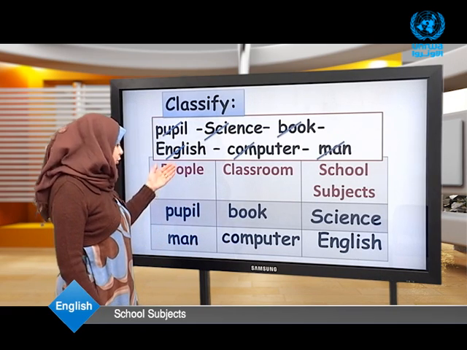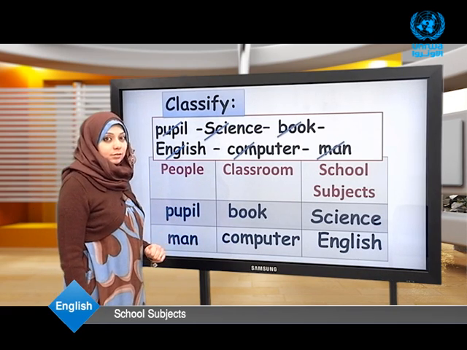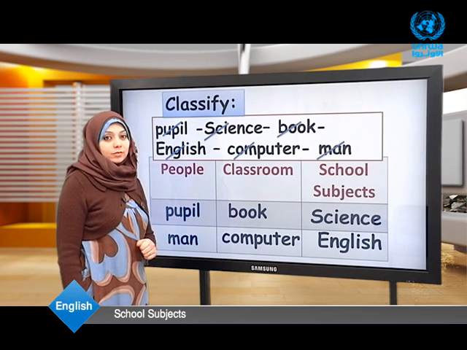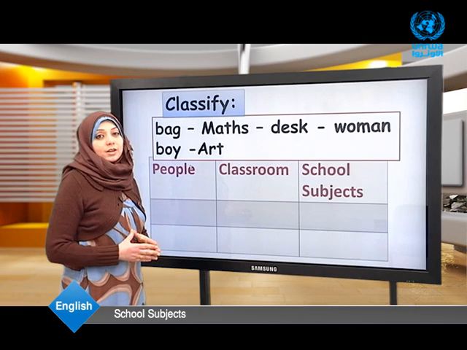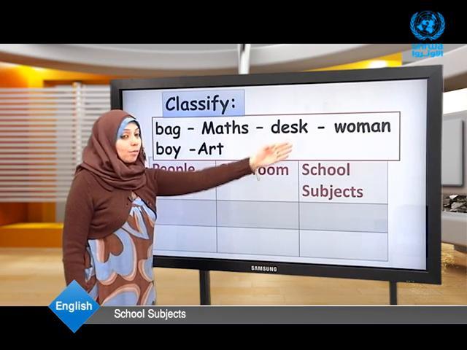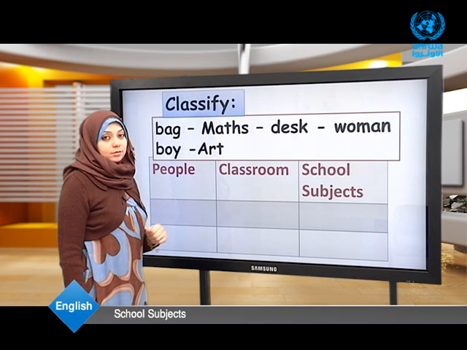Again, people, we have pupil and man. Classroom, we have book and computer. School subjects, we have science and English. Let's continue with another group. Here we have bag, maths, desk, woman, boy, art.